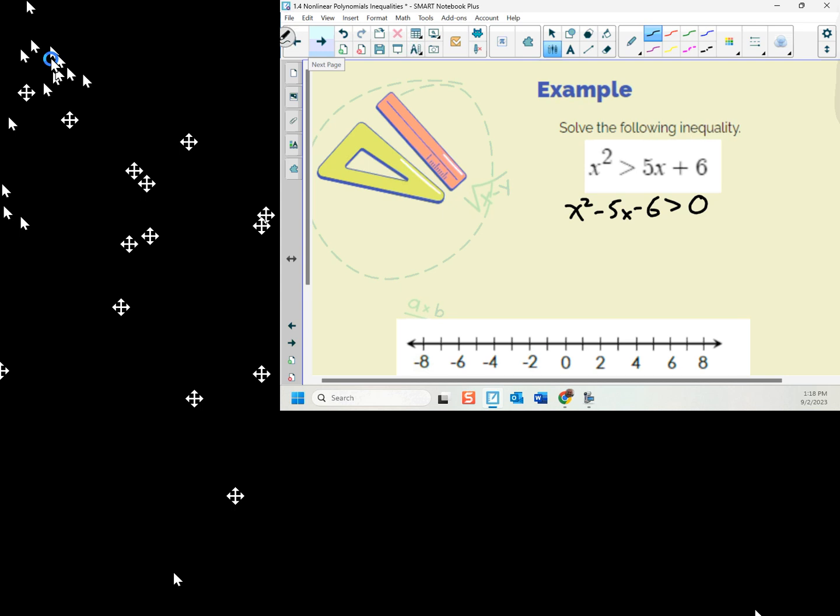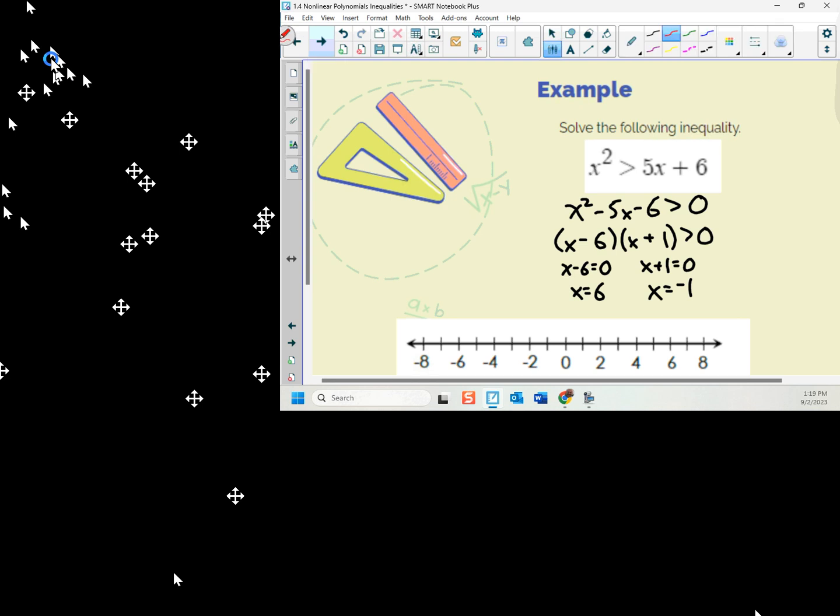If I think of factors of 6 that subtract to give me 5, I like 6 and 1. And then I want my 6 to be negative and my 1 to be positive to give me my negative 5x. Negative 6 times 1 gives me negative 6. x times x gives me x squared. So there I'm set. Now I'm going to find those critical points by setting x minus 6 equal to 0 and x plus 1 equal to 0. When I do that, x equals 6 is a critical point and x equals negative 1 is a critical point.